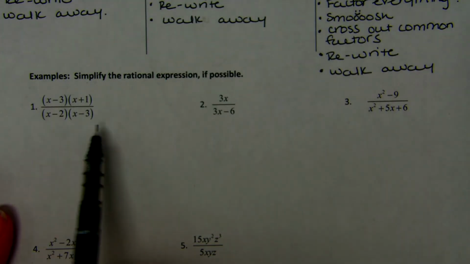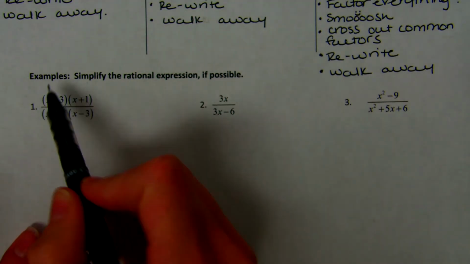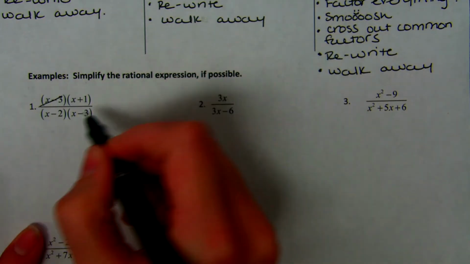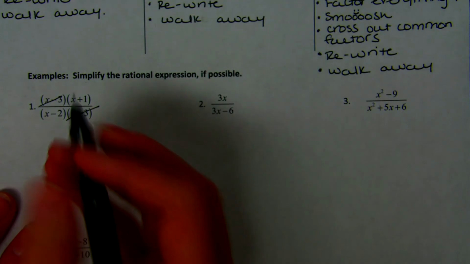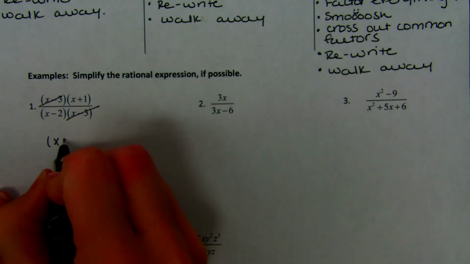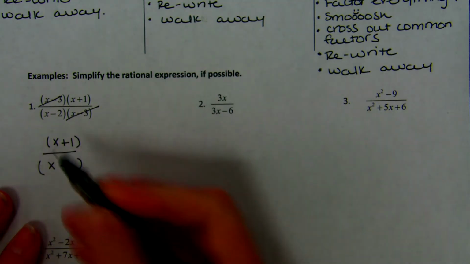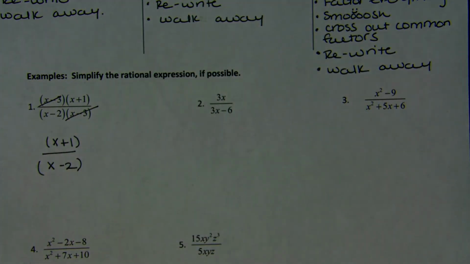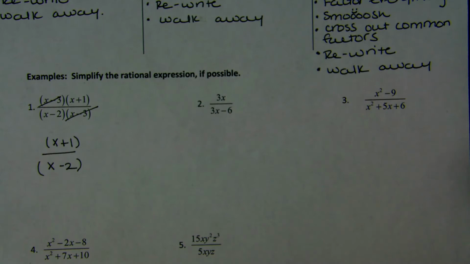So I'm looking for common factors, and I see that I have an x minus 3 in the top and the bottom. And so remember, it has to be in the top and the bottom for us to cancel it out. But there it is. We cross them out, and then we rewrite. And so this is x plus 1 over x minus 2. And that's your answer. Walk away. That's our answer right there. Again, we didn't have to factor here because it was given to us in factored form. But this is our simplified fraction. We're done. We're going to walk away.